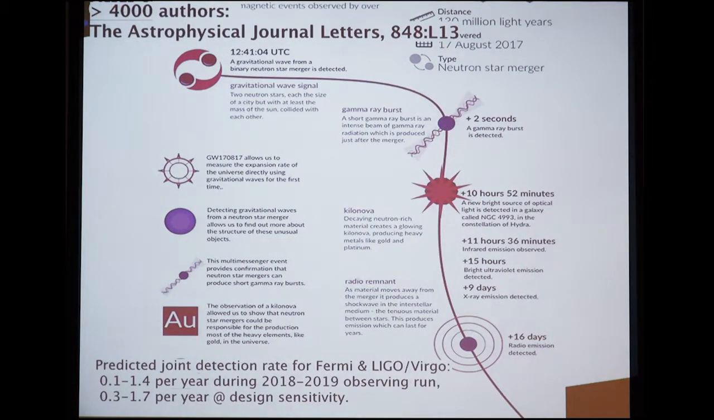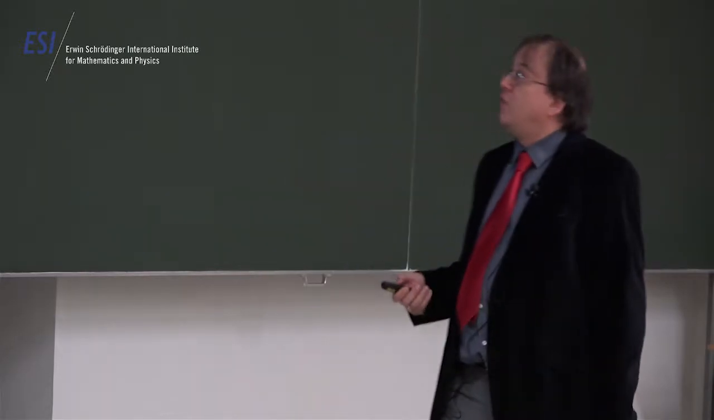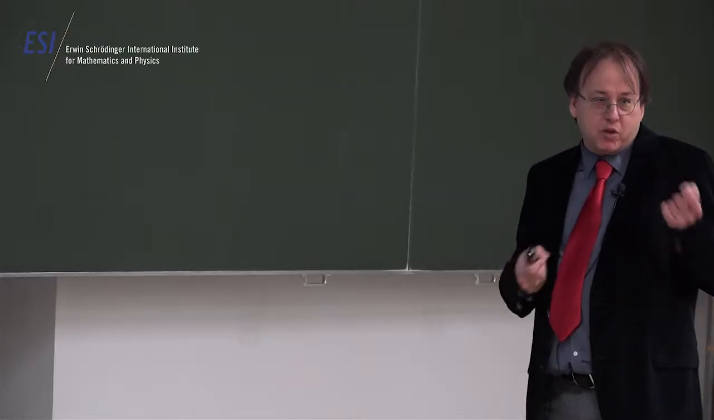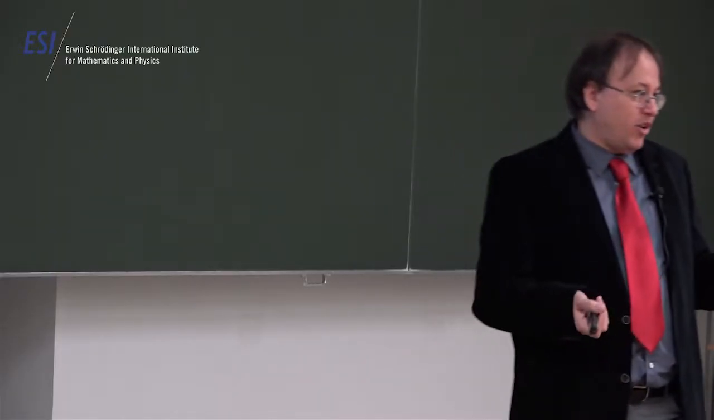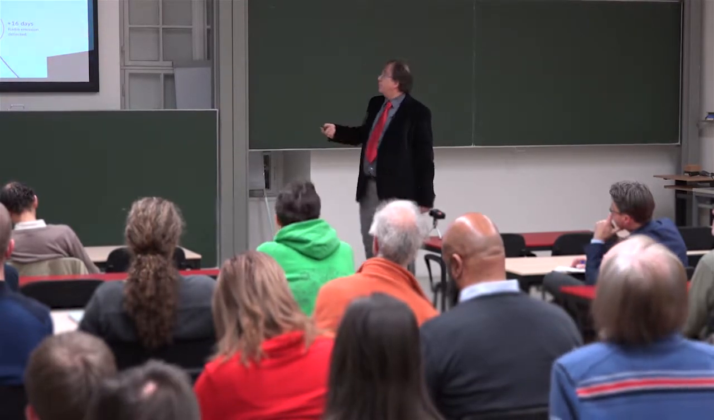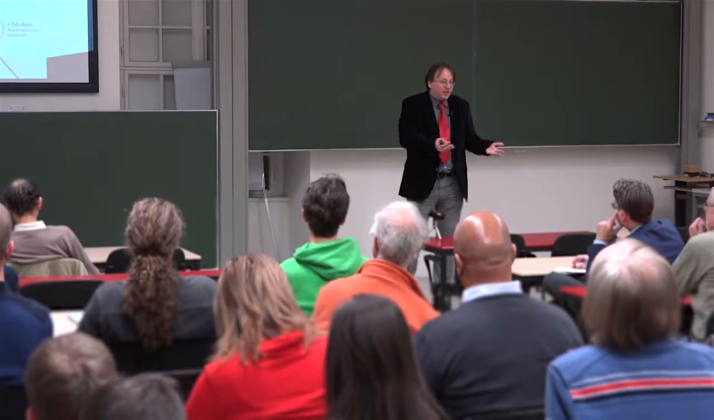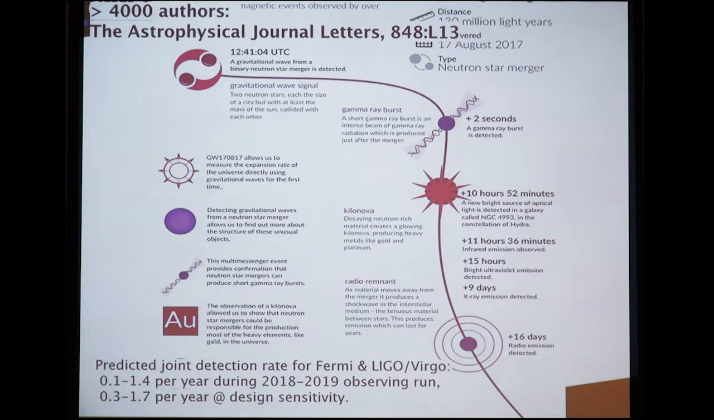And so we have the initial gravitational observation, then 2 seconds later, a gamma ray burst was detected. About 11 hours later, there was an optical counterpart, which was identified in this galaxy NGC 4993. Identifying optical counterparts is also complicated because there are some instruments which are better for this, but of course they can only see things when it's night. So for example, this was detected first in Chile, just when it became night, and they couldn't detect it earlier because there was too much light. So they had to wait a little bit.